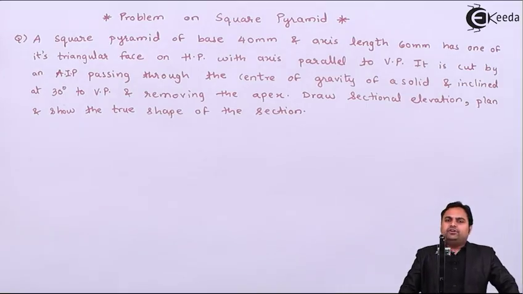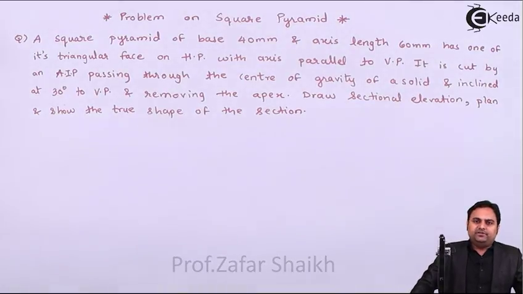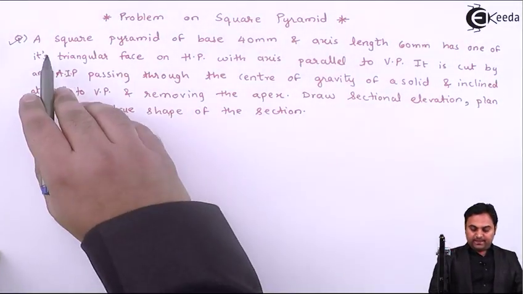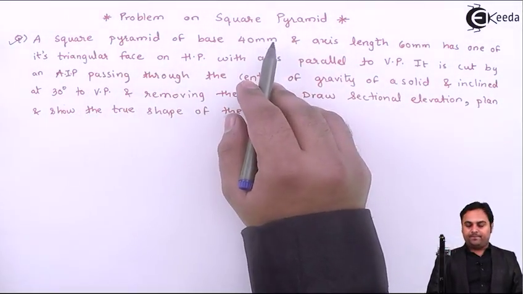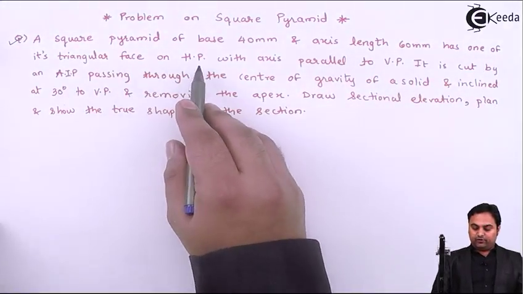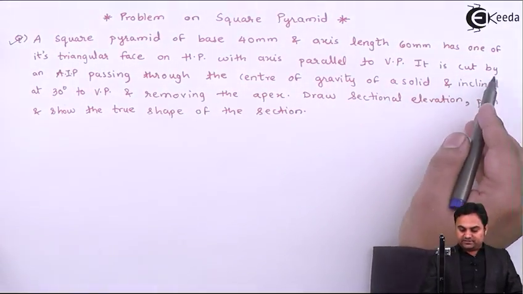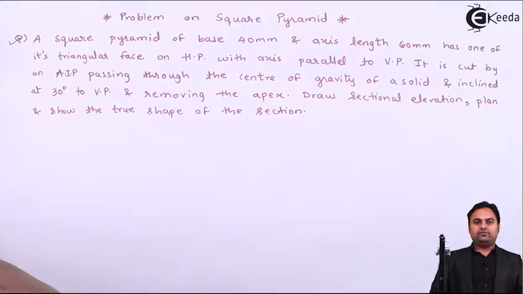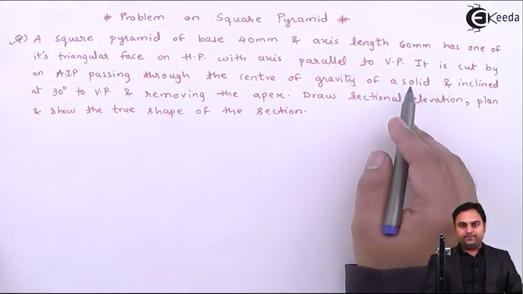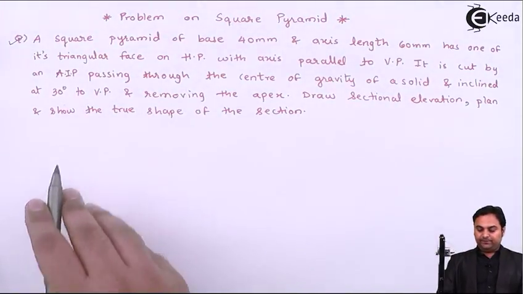Hello friends, here in this video we are going to see a problem on section of a square pyramid. Here is a question. It is given that a square pyramid of base 40 mm and axis length 60 mm has one of its triangular face on HP with axis parallel to VP. It is cut by an AIP, called an auxiliary inclined plane, passing through the center of gravity of a solid, which is the square pyramid, and inclined at 30 degree to VP.